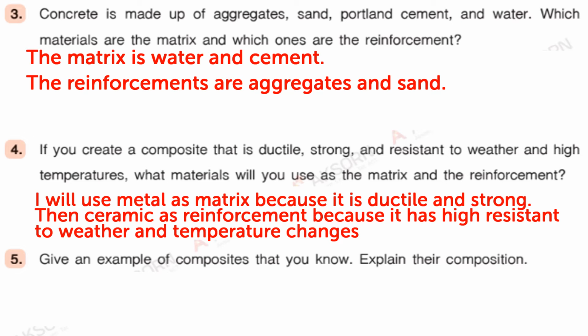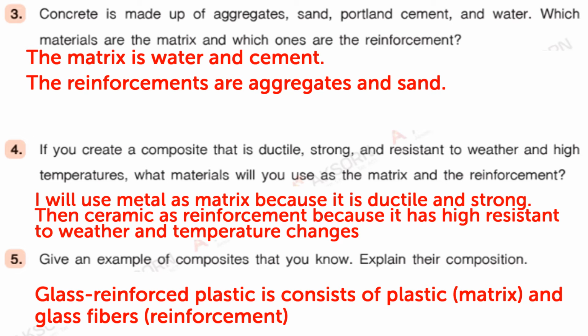Number 5, give an example of composites that explain their composition. So you can have different answers for this one, but for me, I'll choose glass reinforced plastic because it consists of plastic, which can be my matrix, and my glass fibers, which can be my reinforcement.